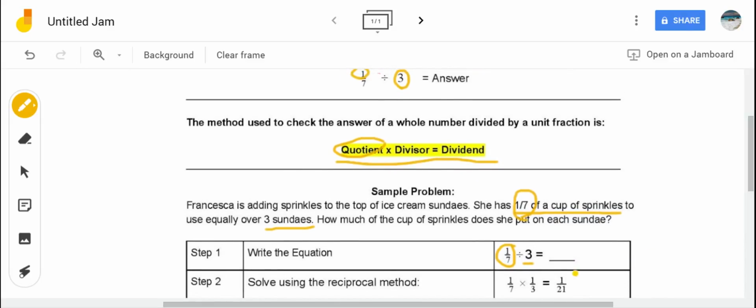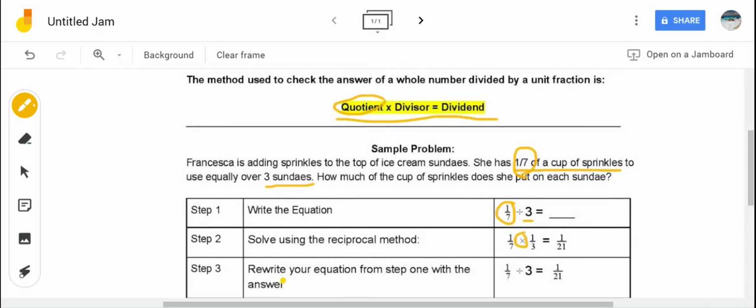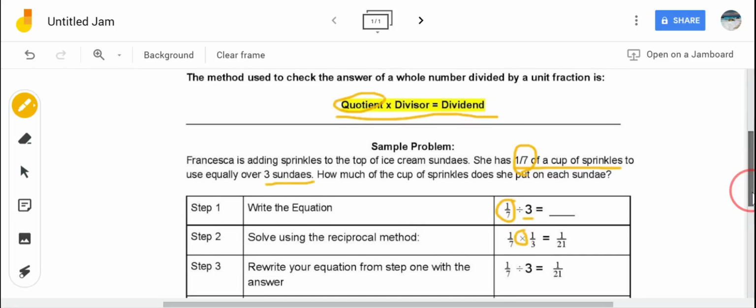So we're going to solve this using the reciprocal method. So we have our 1/7. Remember, keep, change, flip. So we changed the division sign to multiplication, and we flipped our whole number 3. Instead of 3/1, we made it 1/3. We flipped it, and so when we multiply it out, we get 1/21. So now we're going to rewrite our equation from step 1 with the answer. We know that 1/7 divided by 3 equals 1/21.